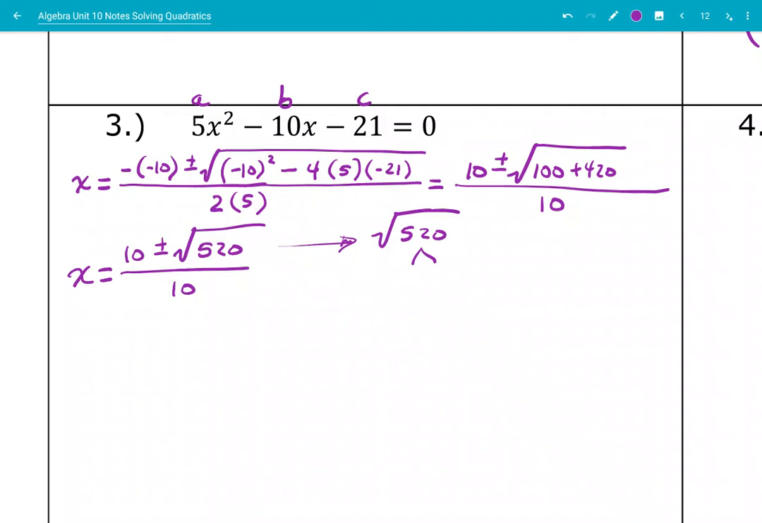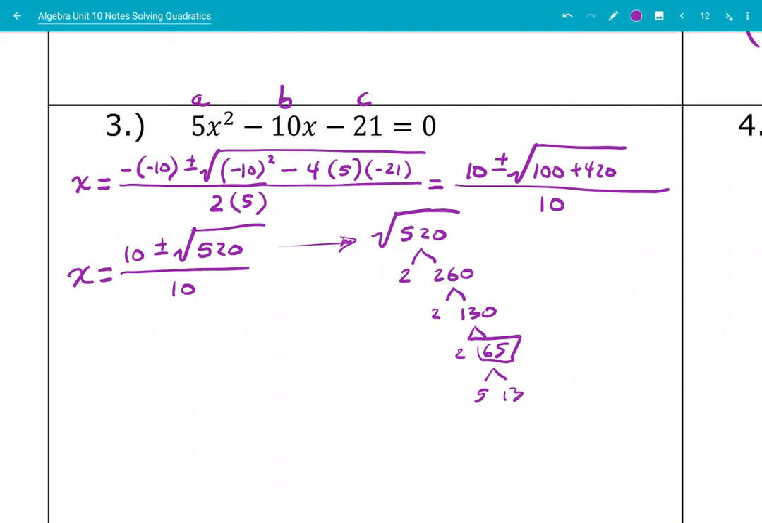Let's see, what are 2 factors of 520? Well, let's just split in half. 2 and 260, 2 and 130, 2 and 65. Yeah, 2 and 65. Let's see, 65 is 5 times 13. So those are all prime numbers, so I can't really use that, so I'm going to use this.